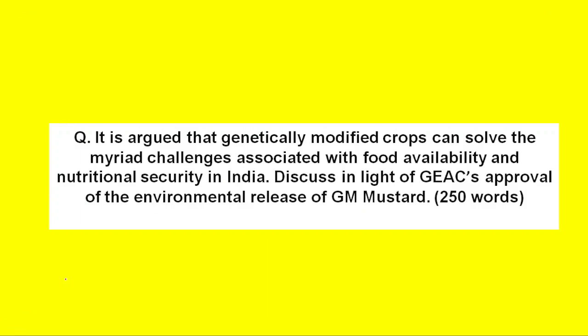ठीक है, and this last question एक मेंस का क्वेश्चन होगा जिसमें आप 250 वर्ड्स का आंसर लिखेंगे. The question is: genetically modified crops can solve the myriad of challenges associated with food availability and nutrition security in India. Discuss in light of the approval of environmental release of GM mustard crop. So ये क्वेश्चन आपको आंसर करना है. इस स्लाइड में इसके आंसर आपको मिल जाएंगे. ठीक है, अच्छा क्वेश्चन फ्रेम करना है. मैं आपको टिप्स दे देता हूँ.